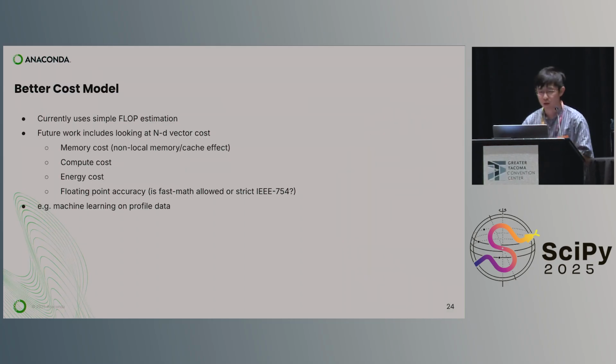In the future, we are going to be moving away from flop estimation. We are looking at an n-dimensional vector cost, because we need to consider compute time and memory cost, which is really weird. They are non-local. They have cache effects. Even things like energy cost and floating point accuracy. This is where we may need to turn to machine learning to learn the cost model from profile data.